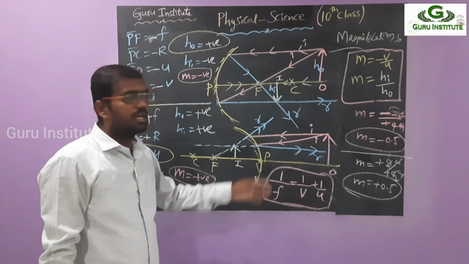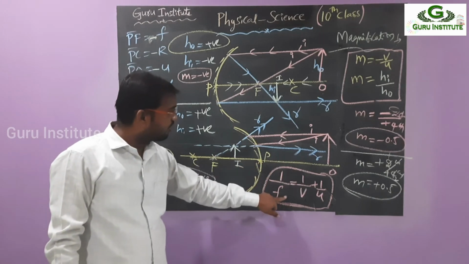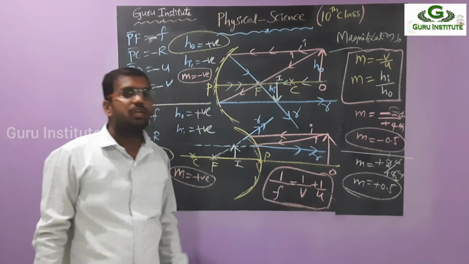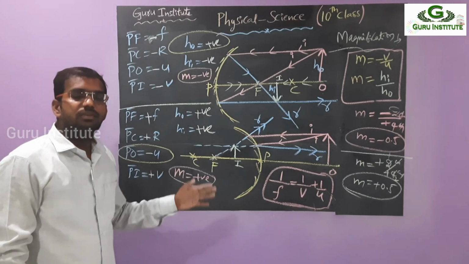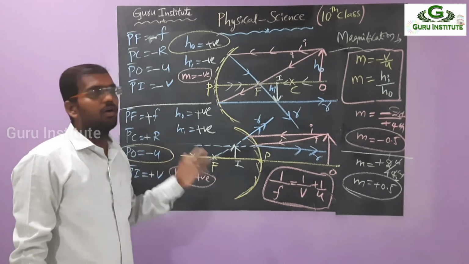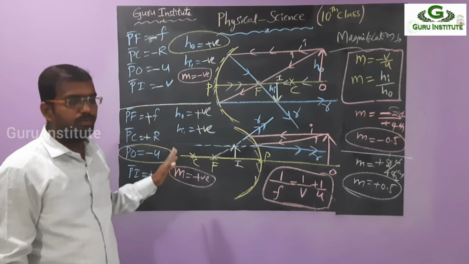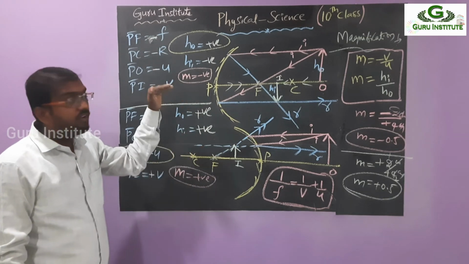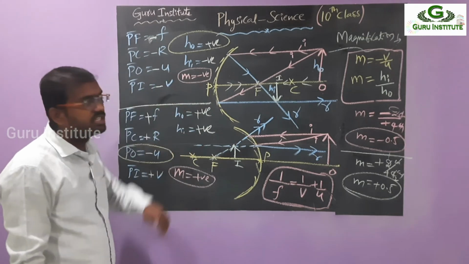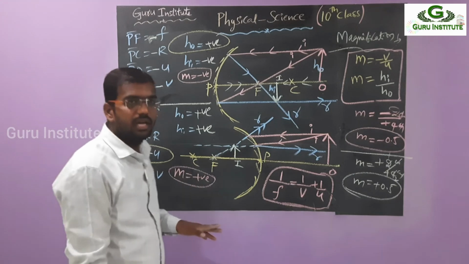And in order to find the remaining properties, we have to use this formula: 1 by f is equal to 1 by v plus 1 by u. This is known as the mirror formula. Whenever doing a problem with these formulas, you have to apply the sign convention for known terms. For unknown terms, we need not apply the sign convention.